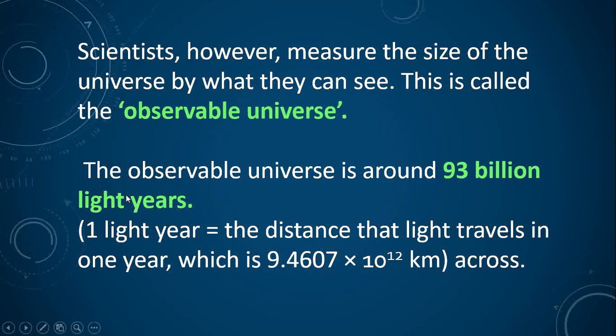What is light year? Light year is the distance travelled by the light in 1 year. So 1 light year is equal to the distance that light travels in 1 year. The value for 1 light year is 9.4607 into 10 power 12 kilometer.